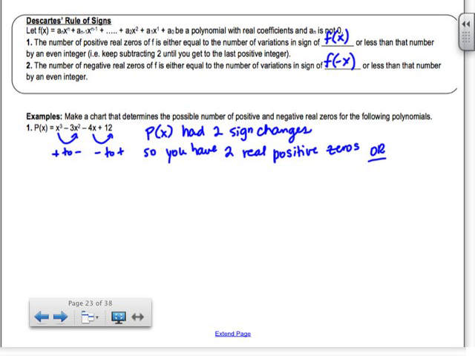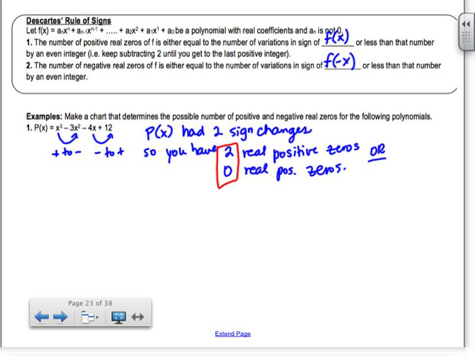Do you remember that last theorem I just told you, the complex conjugate theorem? That's why we're subtracting 2, because if I had a complex answer, they go in pairs. So we have 2 real positive zeros or 0 real positive zeros. Now if I had 4 sign changes, you would have 4, 2, or 0. Does that make sense? So you just keep skipping.